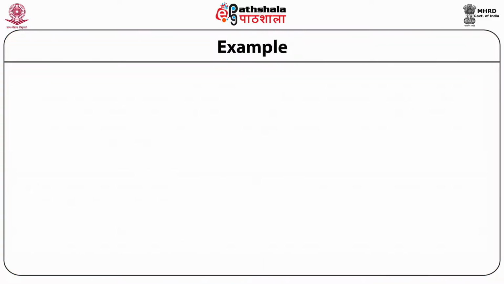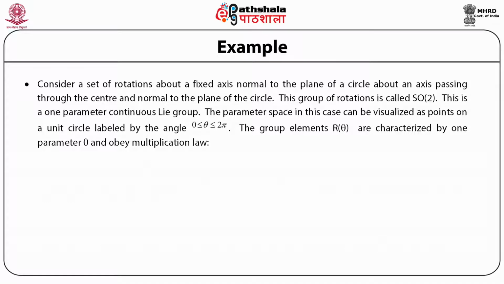Having defined the representation of the continuous group, we will now consider a few examples to illustrate what we mean. Consider a set of rotations about a fixed axis normal to the plane of a circle.